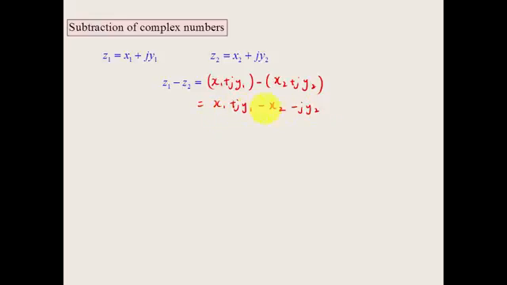Now let me put the real parts side by side. And then let me group the imaginary parts together. So plus j bracket y1 minus y2. y1 because here is plus jy1, minus y2 because this is minus jy2. So this is how we do the subtraction.